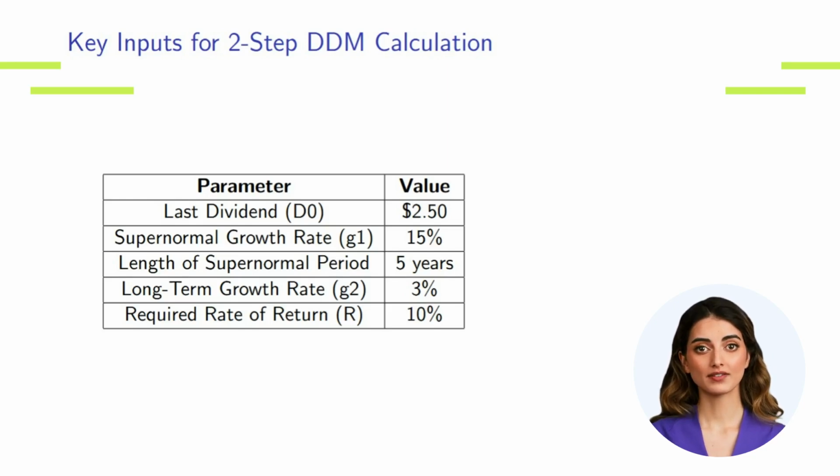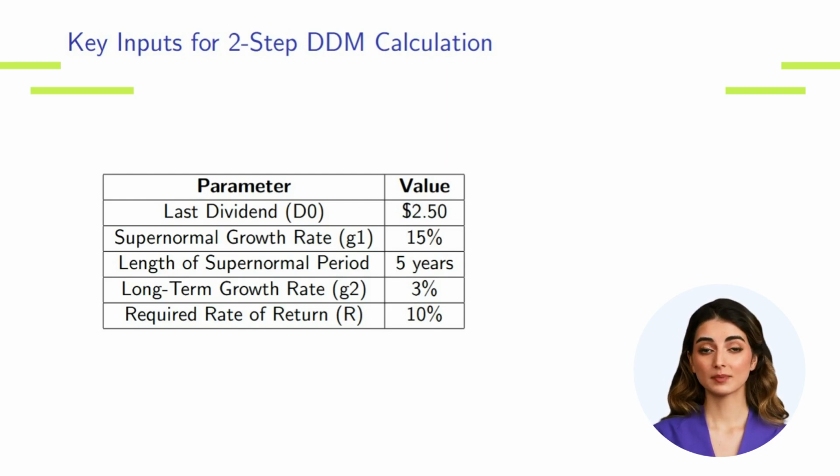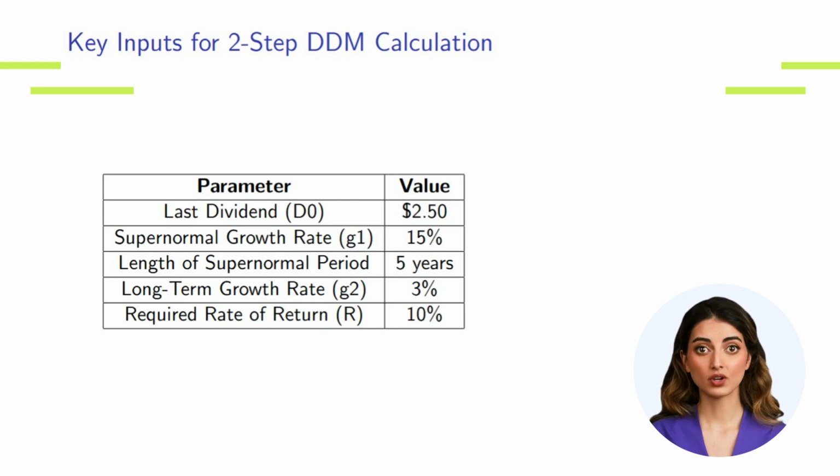The company's last dividend, D0, was $2.50. Greentech's dividends are expected to grow at a rate of 15% annually for the next 5 years. We'll call this the supernormal growth period. After 5 years, growth will slow to 3% annually, the long-term growth rate. The required rate of return, which we calculate using the CAPM, is 10%. Our task is to calculate the intrinsic value of Greentech stock using this information.